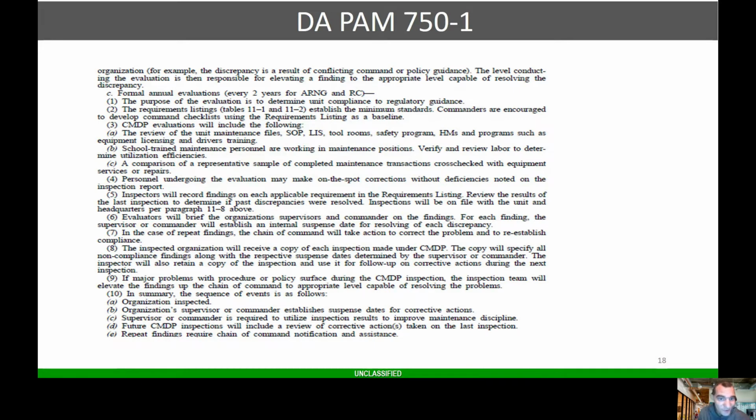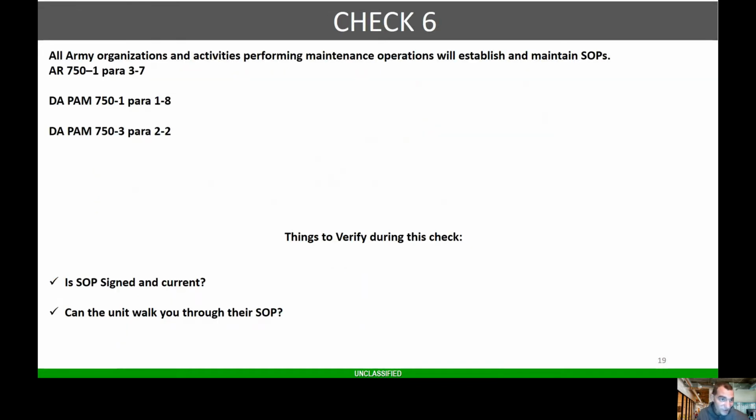Like I said, it just continues. It talks about school trained personnel working in maintenance positions, verified. Okay, we need to look at that. Check 6: Army organizations and activities performing maintenance operations establish and maintain an SOP, right? So a few regulations: AR 750-1, DA PAM 750-1, and then DA PAM 750-3. So things I look for in this are that the SOP is signed and current, and can the unit walk you through their SOP?